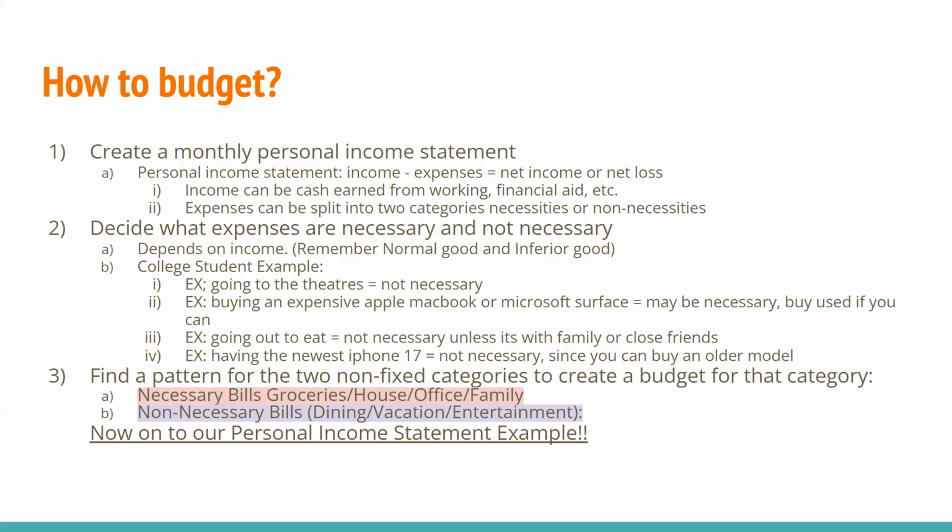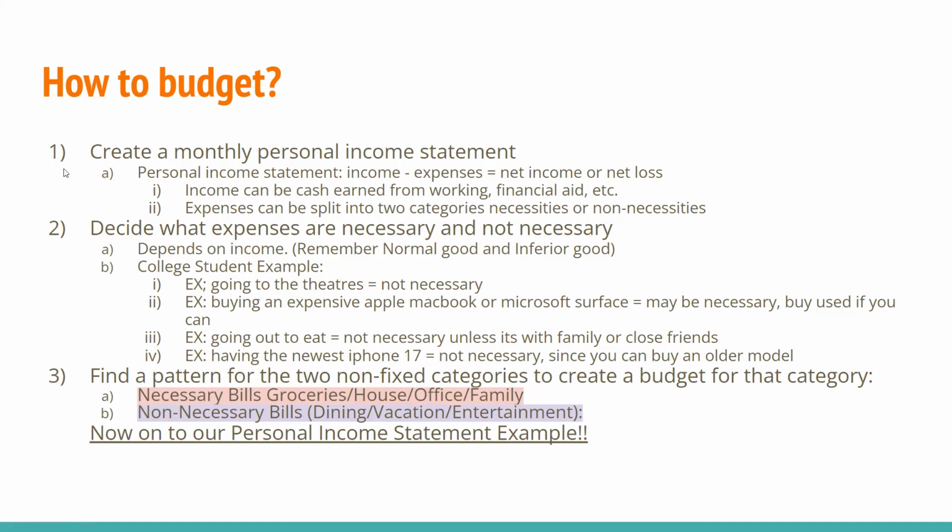So I have four slides. The first one is how to budget. There are three steps. Create a monthly personal income statement. Decide what expenses are necessary and not necessary. Find a pattern for the two non-fixed categories to create a budget for that category.